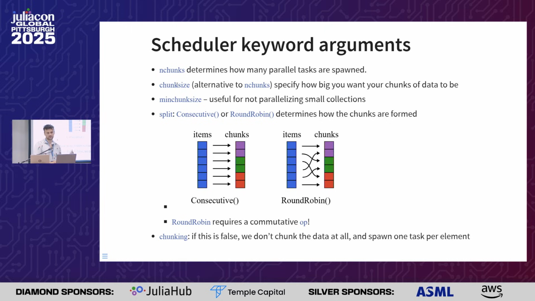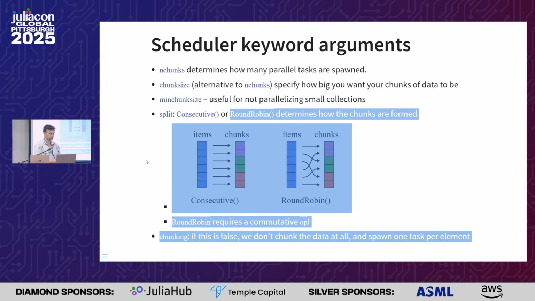Alternatively to n chunks, you can specify chunk size. So this is you saying, okay, instead of, I don't know how many chunks I want, I want all of them to be a certain size. You can also specify minimum chunk size. This works with n chunks, and this is really useful for saying, okay, I want to parallelize this sum, but if you give me a teeny vector, please don't parallelize it. Just run it in serial, and then we can use the minimum chunk size to not spawn huge amounts of chunks.